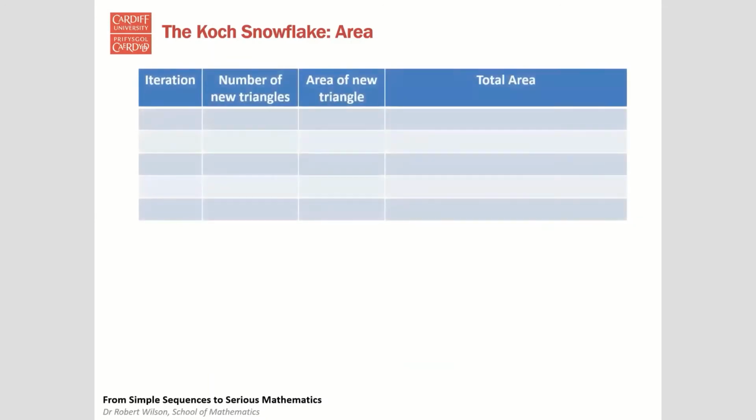So we're going to record the iteration, the number of new triangles that are produced, the area of each of these new triangles, and then the total area of the shape at each step or iteration. So our starting point again is our equilateral triangle. And in this particular case, we can work out the area. You can use any formula that you wish. And the area is 4.3 units squared. Now we're going to refer to this area as A. Hopefully this will help us when we come to analysing and investigating some of the patterns that might emerge.